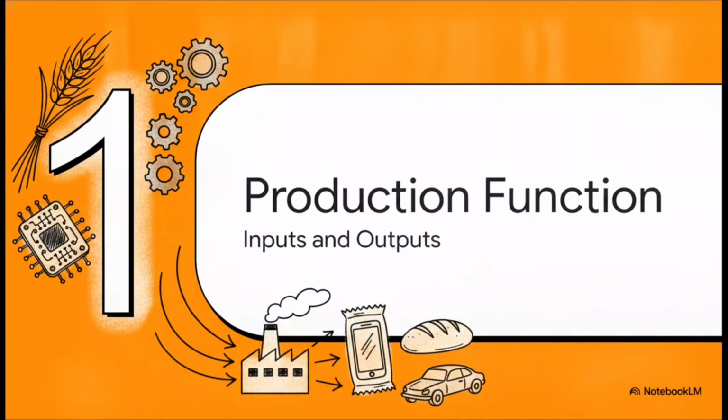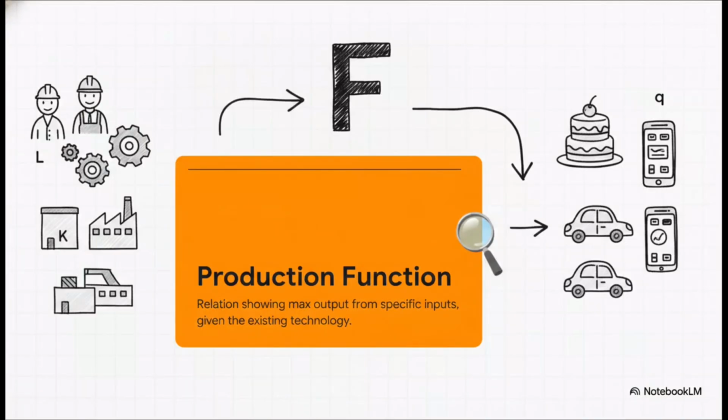All right, step 1, the basic production function. Before we can optimize anything, we need to figure out what we actually need to start producing goods in the first place. You'll see this formal mathematical definition in your textbooks, but let's translate that jargon immediately. The production function is, quite simply, a recipe.